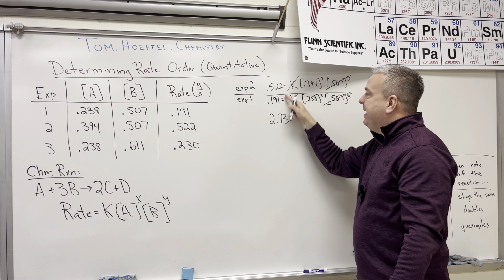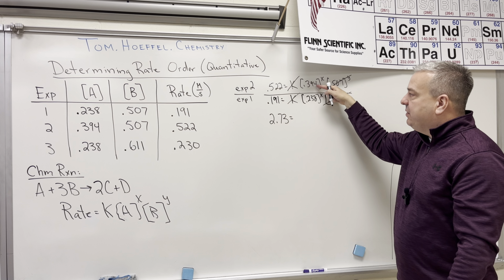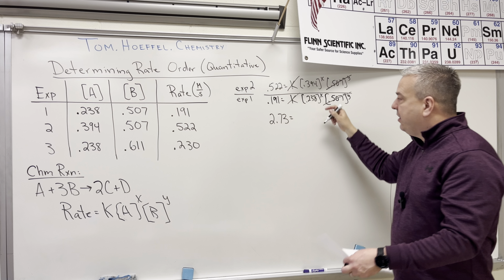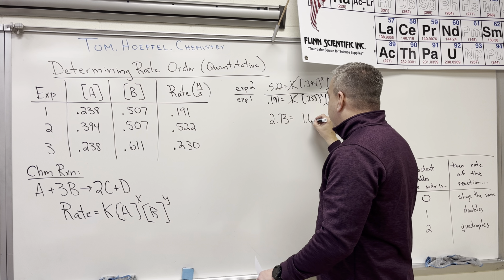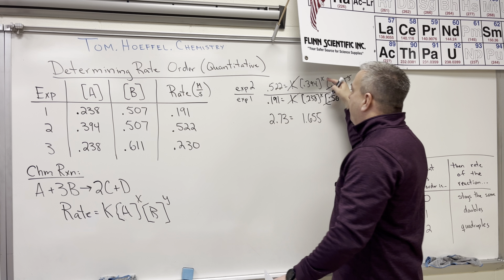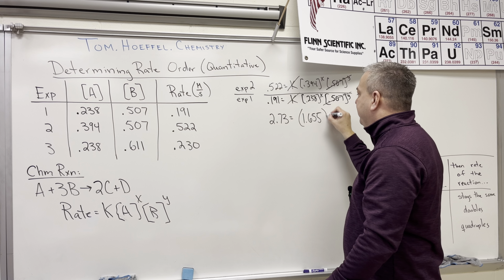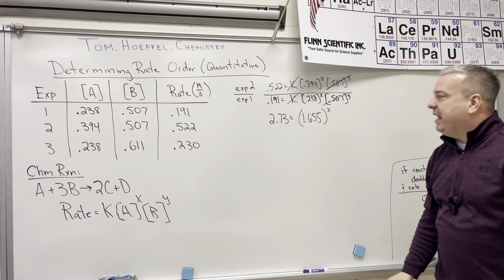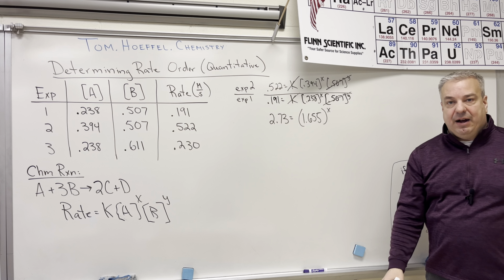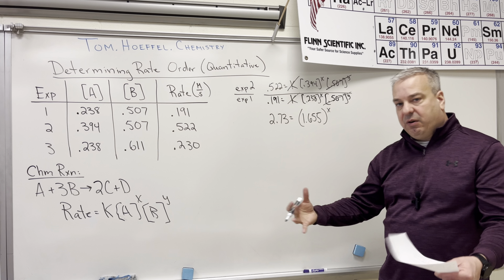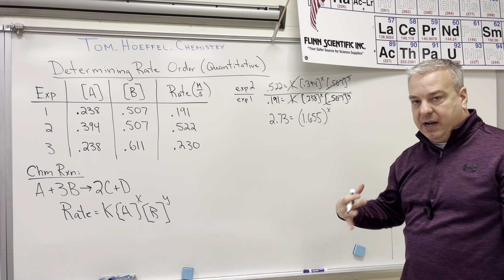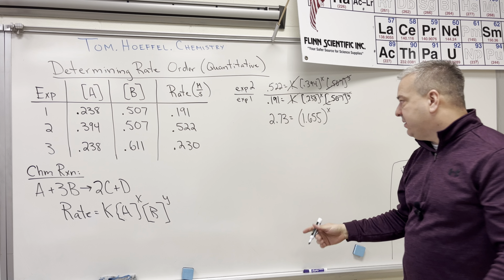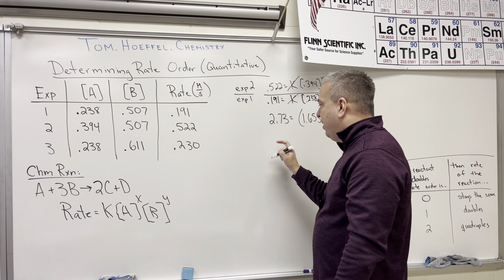And that's going to be equal to these two numbers divided by each other, which is going to be 1.655, but it's to the X power, okay? And since it's to the X power, and that's what we're trying to figure out, we're going to use our log rules, okay? And I'm going to use natural logs, but you could use natural logs or regular logs, okay?